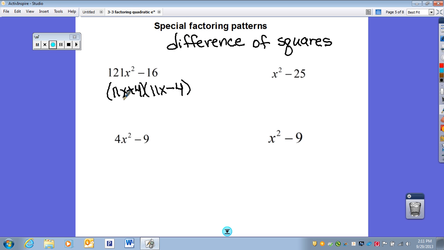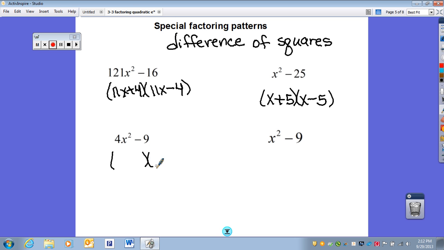When you check the outside and the inside terms, they will be the same, but opposite, so when we add them together, we'll have a sum of 0. So we have negative 44x and positive 44x gives us 0. X squared minus 25. We know that x times x gives us x squared, and we're looking for the square root of 25, or what do I multiply times itself, which would be 5, one of them being positive and one of them being negative.